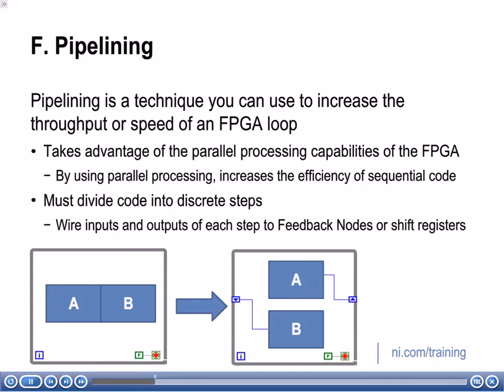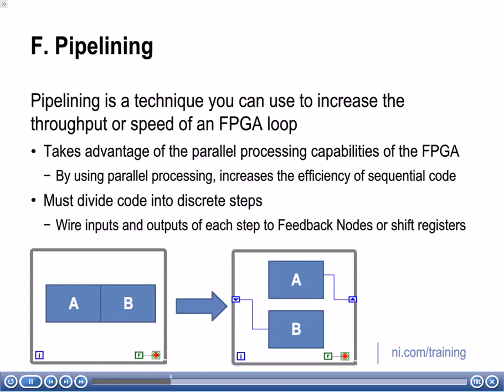If we take a look at the diagram on the right, we'll have section A. It's going to send an output to the shift register on that first iteration. Now, on the second iteration, what A had sent to the shift register is going to come out of the shift register on the left and feed into section B, and B will be able to process that data. But at the same time, in parallel, A is already processing the next piece of data.